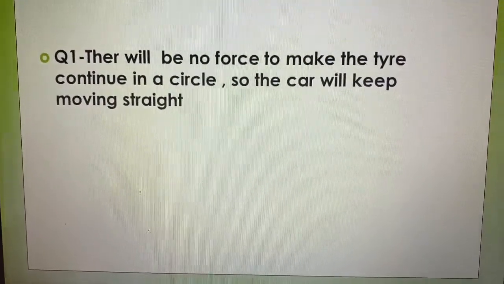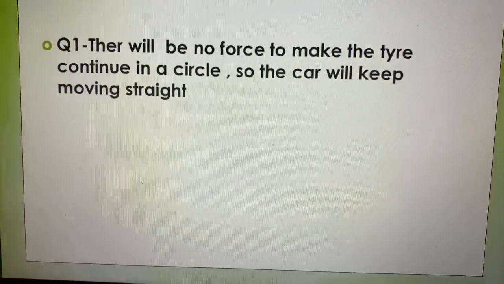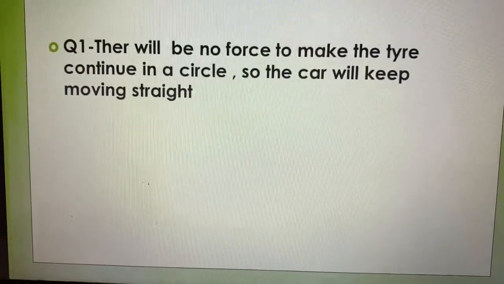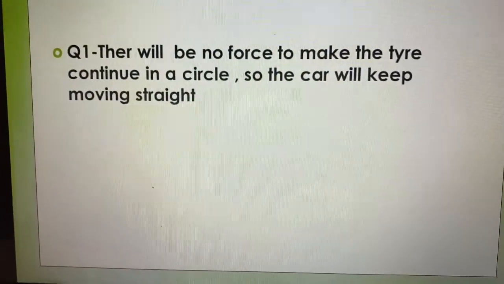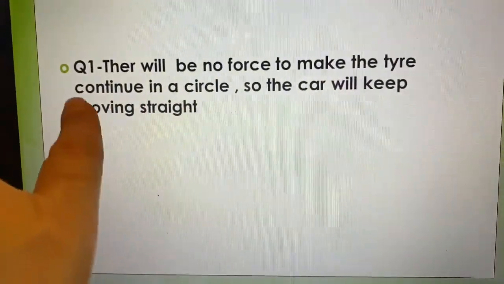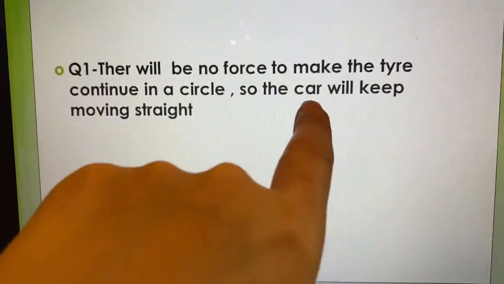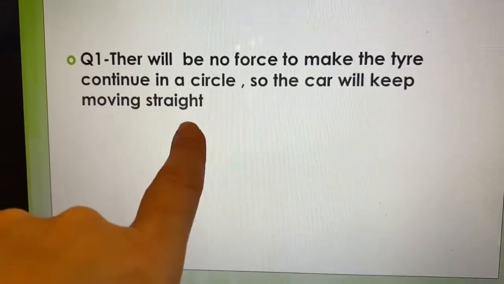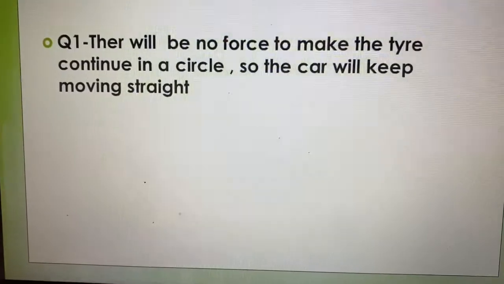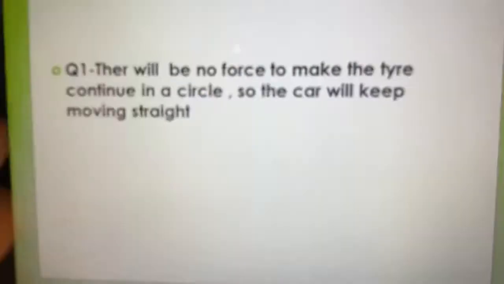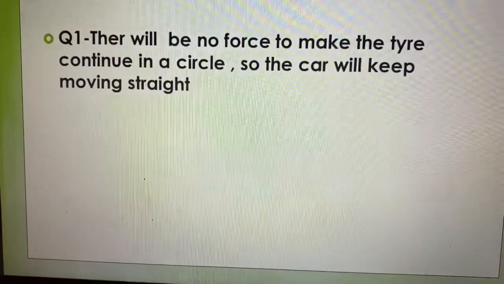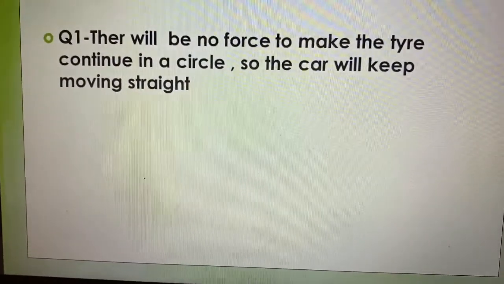Because there is water and it is slippery, there will be no force that keeps the car going in a circle. So there will be no force to make the tire continue in a circle. So the car will keep moving straight. It can't turn. There should be a side force that keeps turning it in a circle, but because it is slippery, the car will keep moving forward.